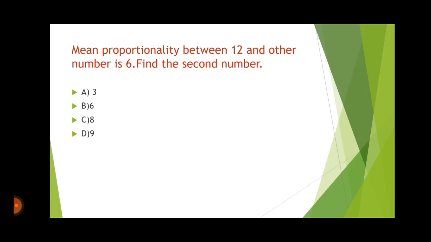In our next question, mean proportionality between 12 and other number is 6. Find the second number. It is a case of the previous question. The mean proportionality is given, which is equal to 6. One number is 12. So we have to find out the second number.